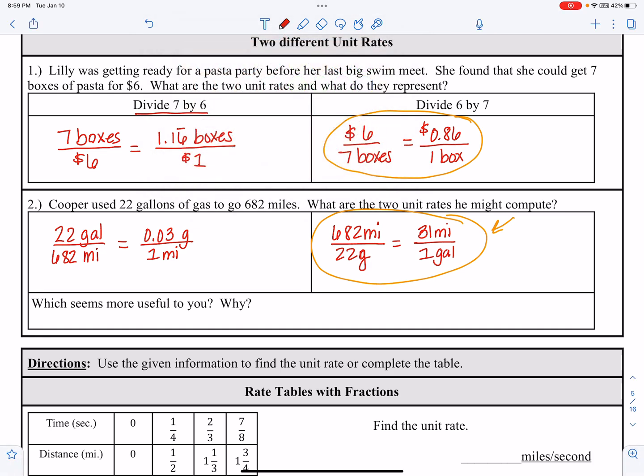Obviously, we just talked about that. So for this particular problem, we would say miles per gallon are more useful. Let's do an F.